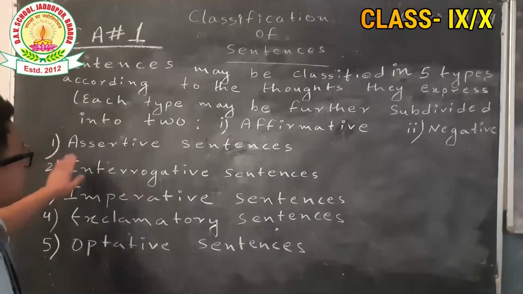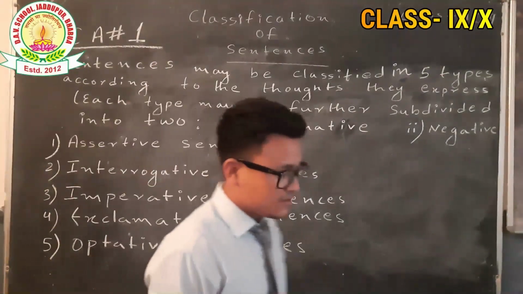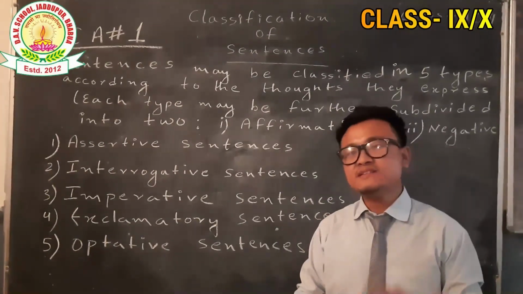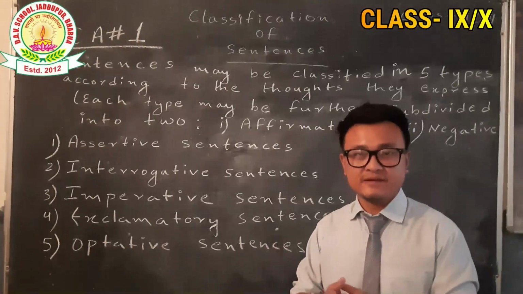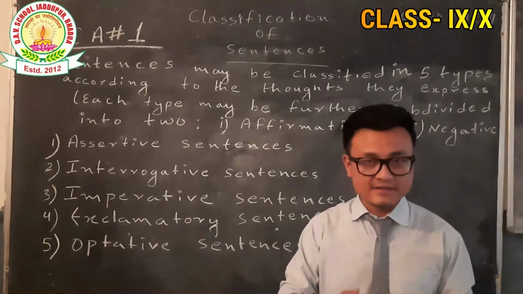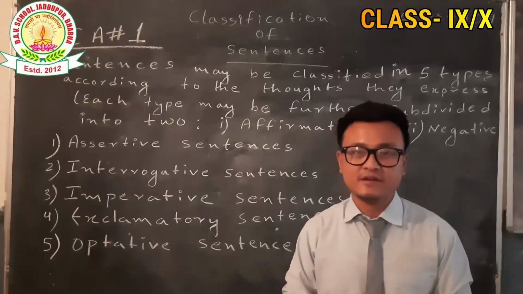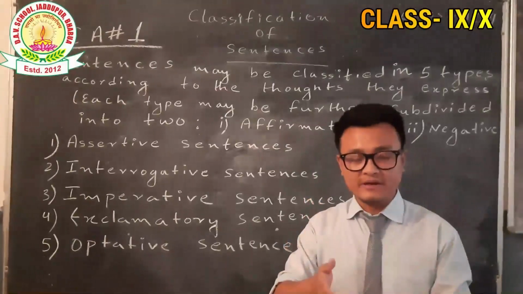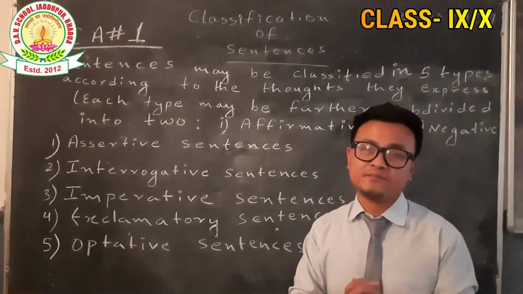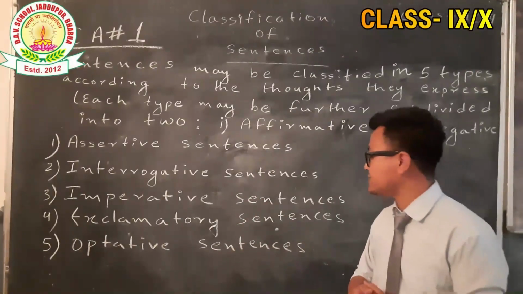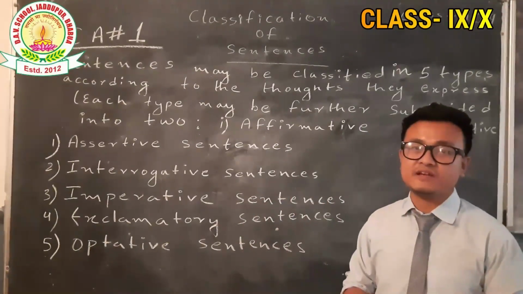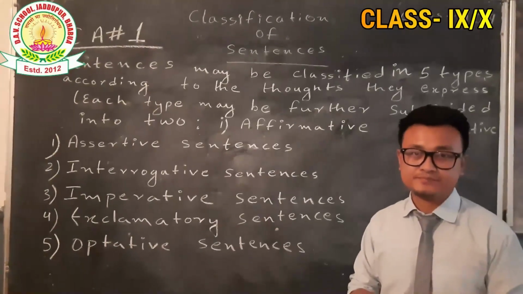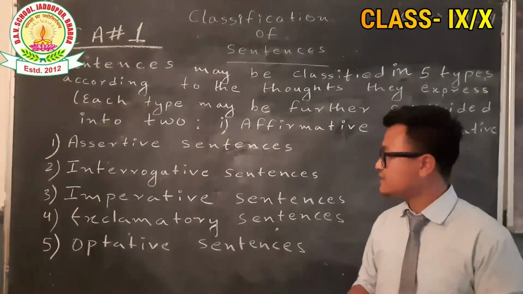First we have assertive sentences, or declarative sentences. These sentences are statements which denote a fact or an opinion. They can be used in both affirmation and negation. Now we will see interrogative sentences. Interrogative sentences are those types of sentences which usually make a question, and these are the basics.